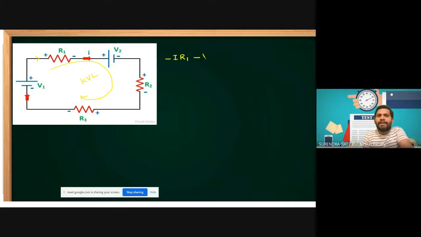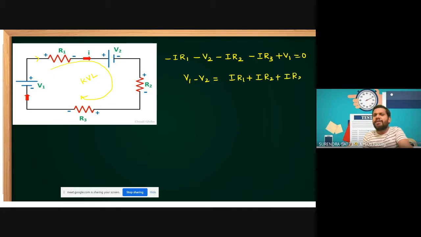This is minus V2, positive to negative moving, fall of voltage, minus V2. This is minus IR2. Yes, students, minus IR2. This is minus IR3, minus IR3. This is negative to positive, this plus V1 equal to 0. Then what we can get, students? V1 minus V2 equal to IR1 plus IR2 plus IR3. Very good. This is the answer we are getting. Any circuit is given, you can easily apply the KVL just by knowing that sign convention.